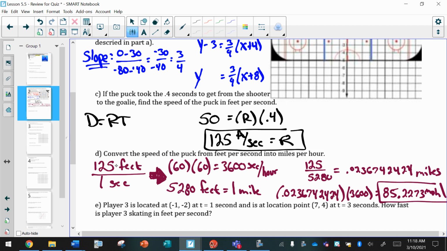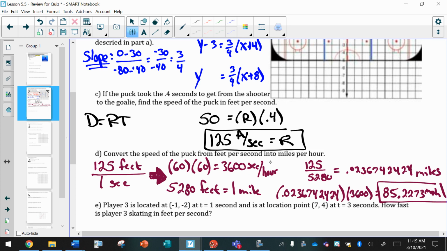We have 125 feet for every 1 second. So what we had to do was take our distance of 125 feet, divide it by 5,280. That way we converted our feet into miles. Then multiply it times 3,600 to convert our seconds into hours.